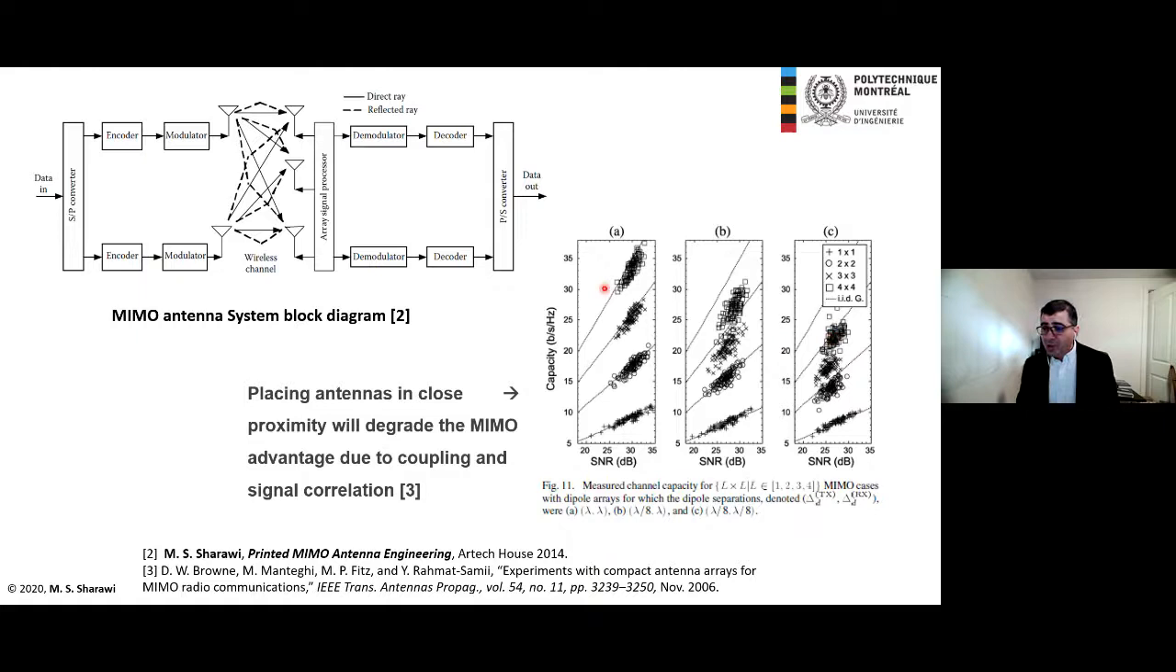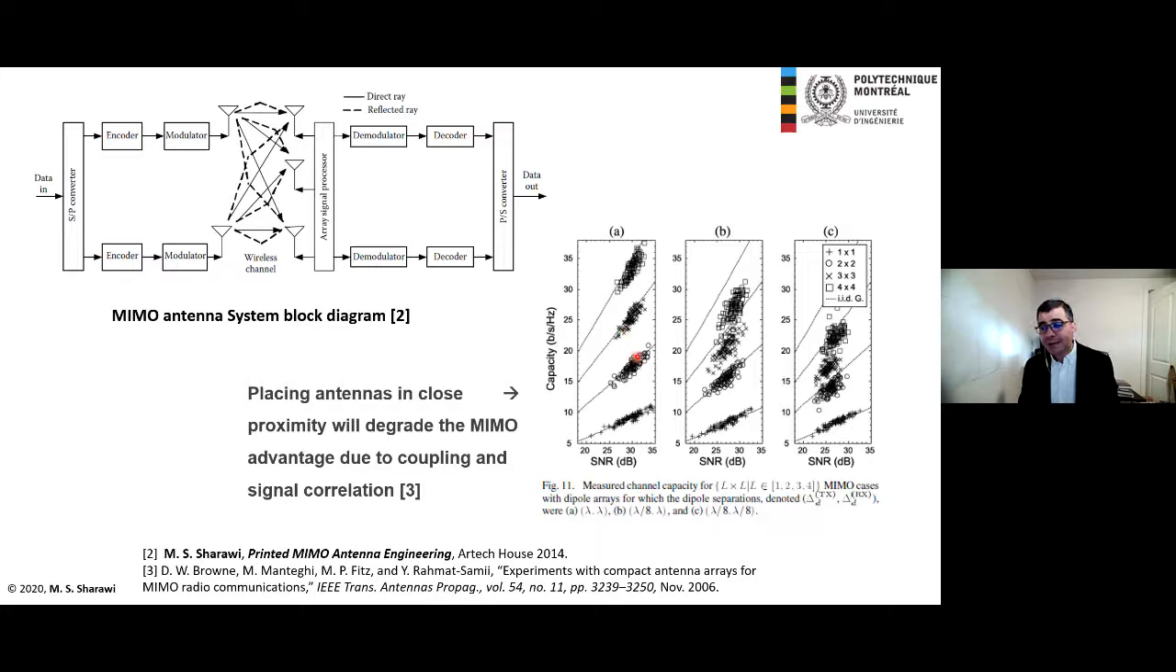So in the system setup, the authors were comparing one by one conventional SISO scenario with 2x2, 3x3, and 4x4 MIMO. As you can see here, in the ideal conditions, when the antennas are almost one lambda apart at the receiver, one lambda apart at the transmitter, the system setup was able to achieve the theoretical limit, a little bit lower than the limit, but almost there. The straight line is the theoretical limit for each case. So we were around the theoretical limit. We were able to actually achieve that.